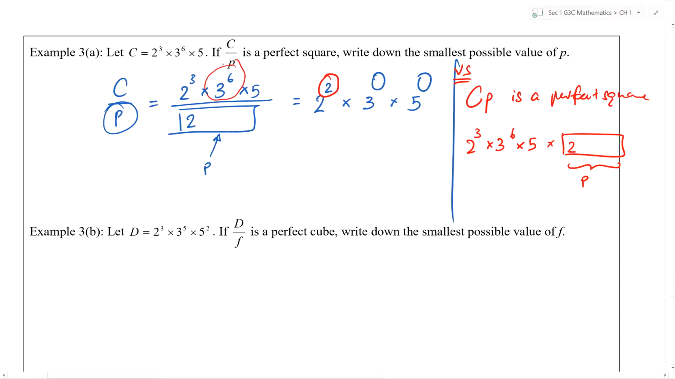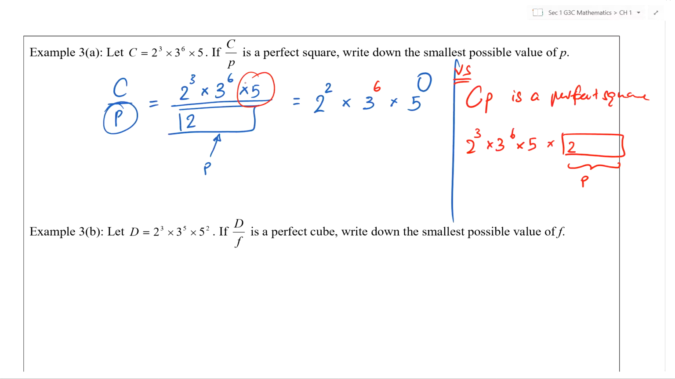Is there a need to do anything to it? No need, because it is already an even power. So I know that this will eventually be a power 6. What about the 5? Is this currently an even power? No, it is not. It is power 1. So what do you want to change it to become? Take note, you cannot go up. You cannot say, I want the 5 to have power 2, so it's a perfect square. Cannot, because now we are dividing.